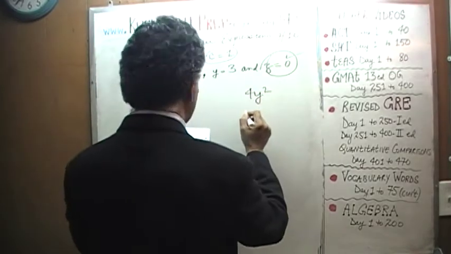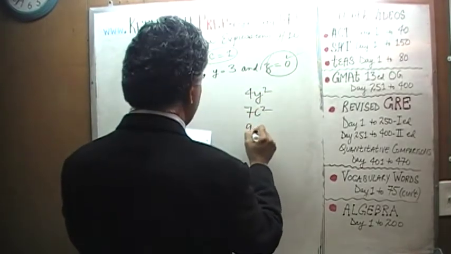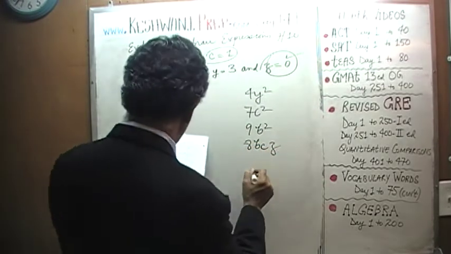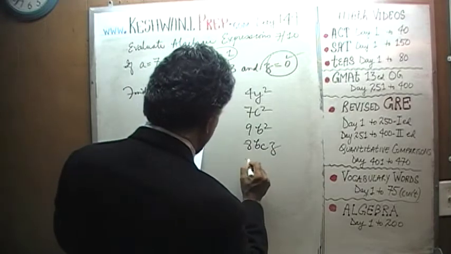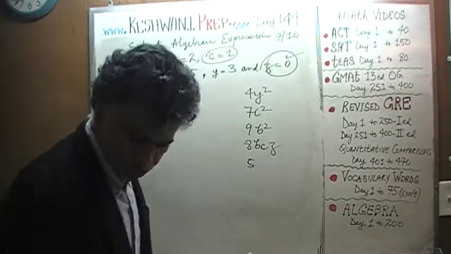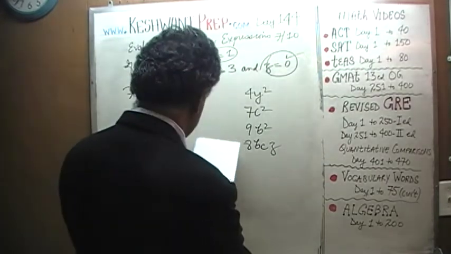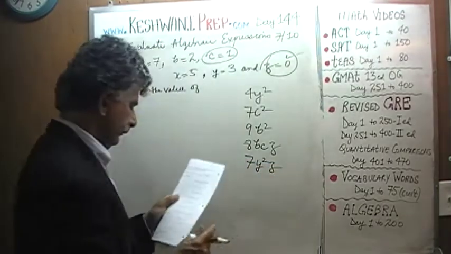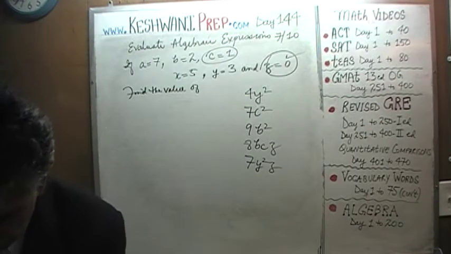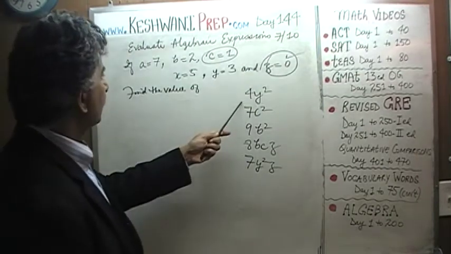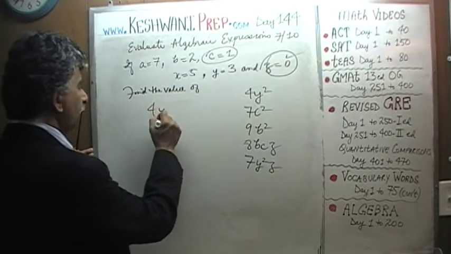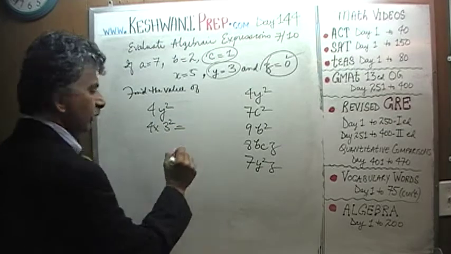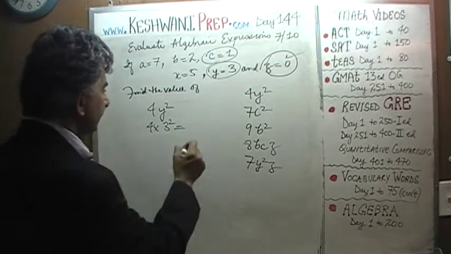Four y squared, 7c squared, 9b squared, 8bc times z, 7y squared z. Let's see what we can do. 4y squared, y is 3. 4y squared is 4 times 3 squared. 3 squared is 9. 9 times 4 is 36.